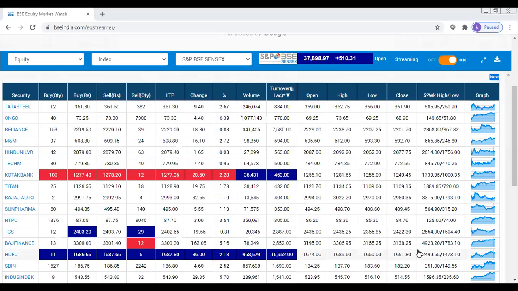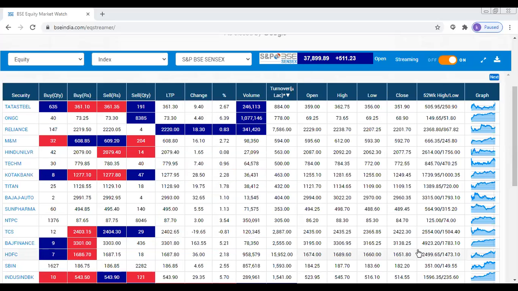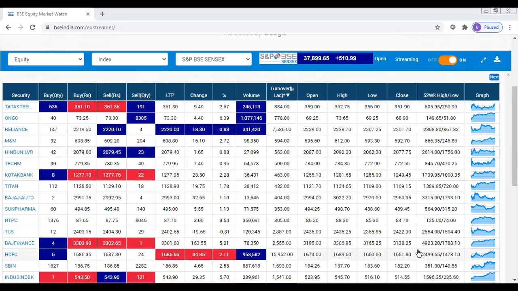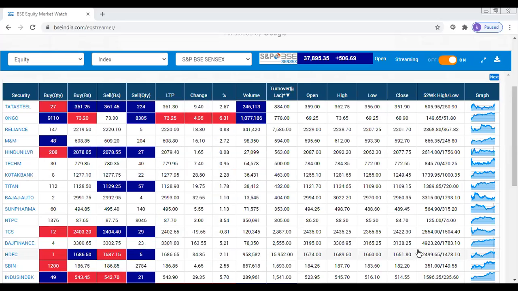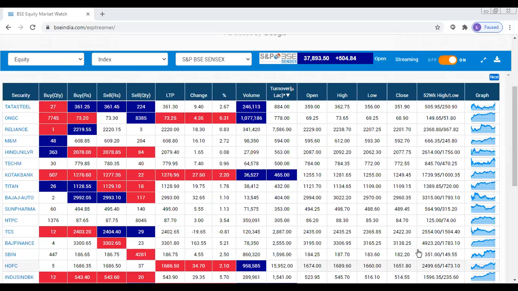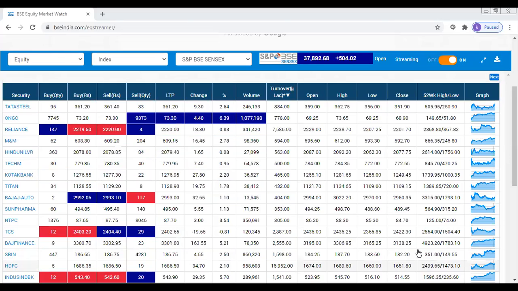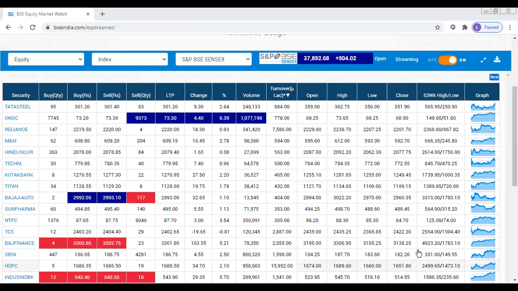Good afternoon, everyone. As I told you, I'll be showing you how the live market, or how the actual market, works in either of these two exchanges. This is the data that I have taken from the Bombay Stock Exchange, bseindia.com.